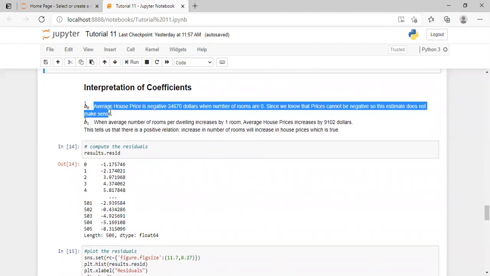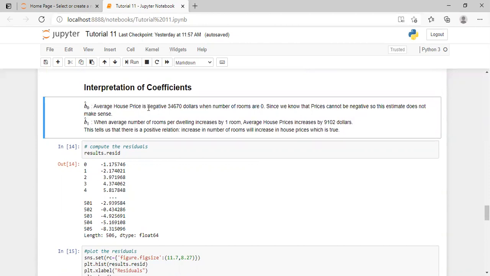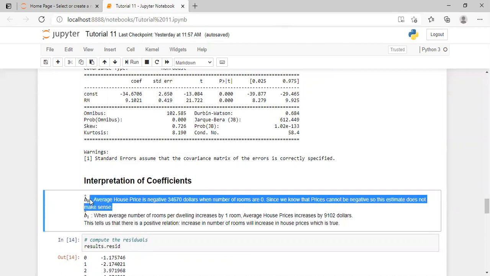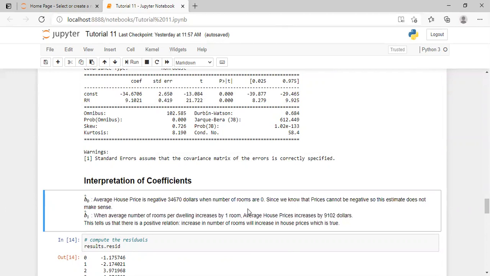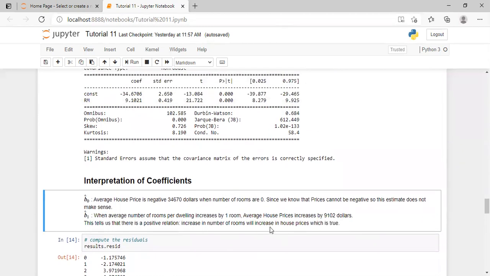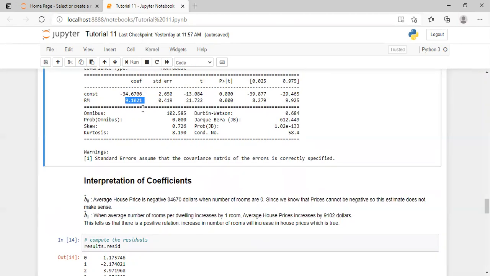I have already interpreted the coefficients: B naught is the average house price, which is negative $34,670 when the number of rooms is zero. Since we know that prices cannot be negative, this estimate does not make sense here. This estimate is nonsensical. But the important coefficient is this one. When the average number of rooms per dwelling increases by one room, the average house price increases by $9,102. I am converting this by multiplying by thousands, because all the prices are in thousands of dollars.